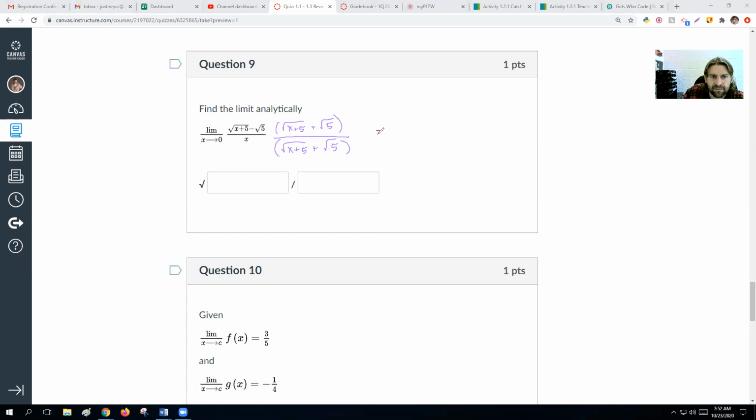Okay, so that means the top equation, if I FOIL this out, radical x plus 5 times radical x plus 5 is an x plus 5. Now the middle terms, we'd have a positive and a negative mix of the two, they cancel each other out. So lastly, I have a negative radical 5 times a positive radical 5. That becomes just a negative 5. And the bottom is x times the conjugate.